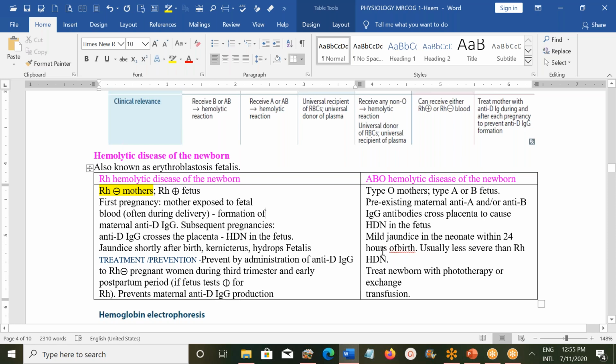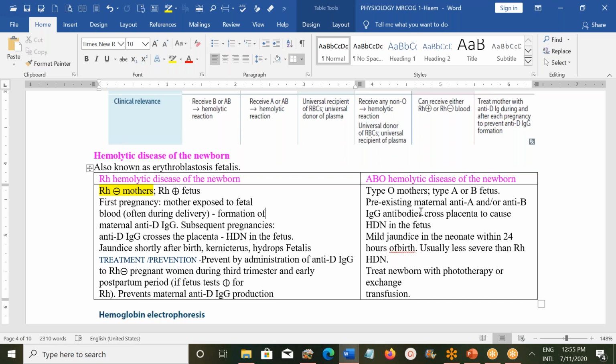Now think about the other condition, the ABO blood group. So the mother has type O blood group and the baby is type A or B. Then again there can be hemolytic disease of the newborn. If the mother has pre-existing maternal anti-A and or anti-B antibodies, then again this can occur. Basically, these are IgG antibodies, they will cross the placenta and they will cause hemolytic disease of the newborn and the fetus.